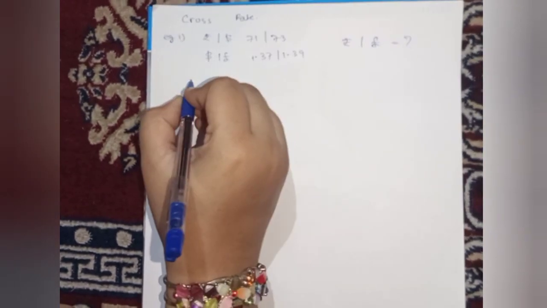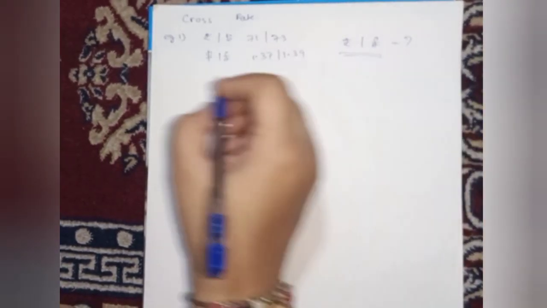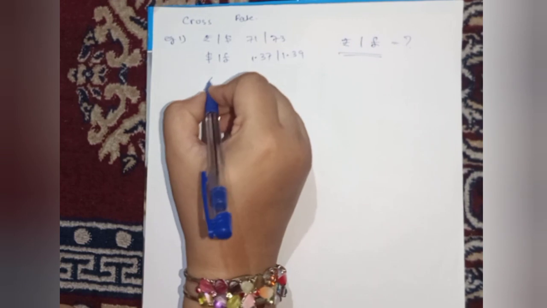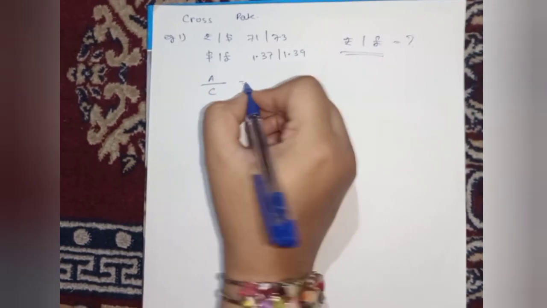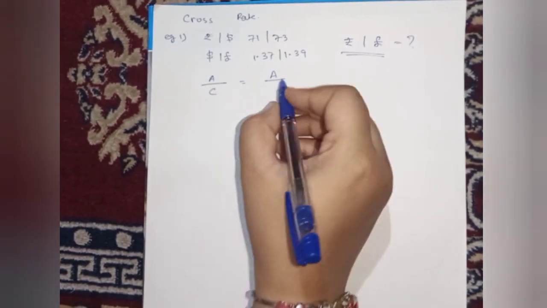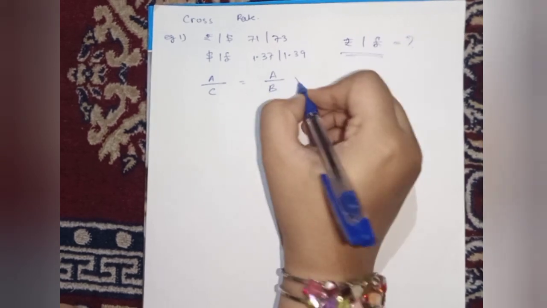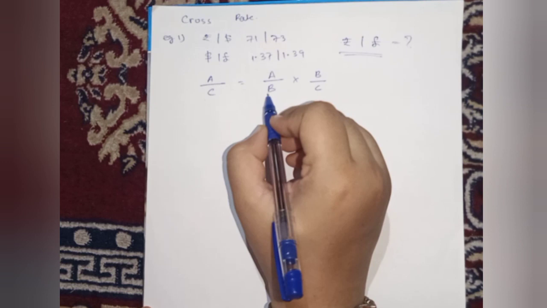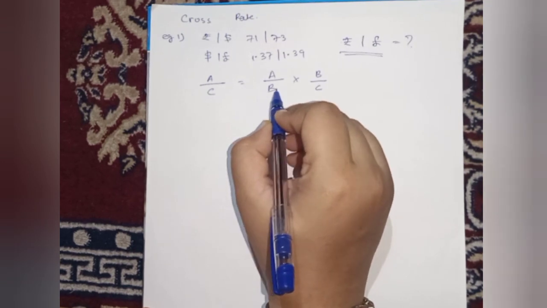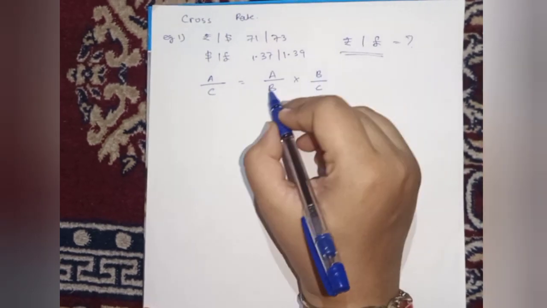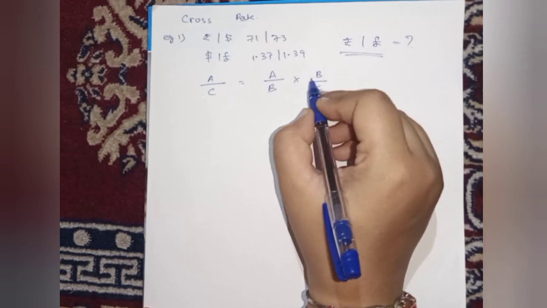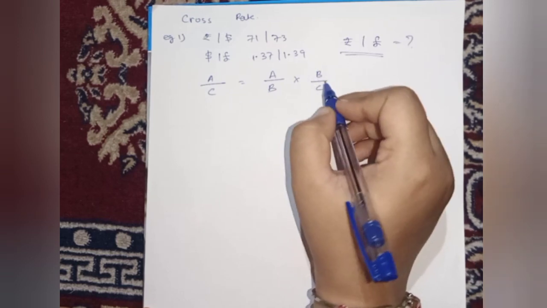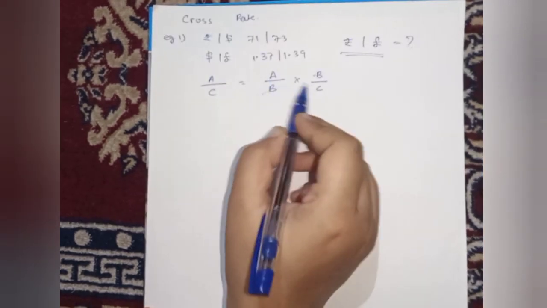So how will you do it? This can be computed using a mathematical formula: A upon C is equal to A upon B multiplied by B upon C. By this way, you can cancel the denominator B in the first fraction against the numerator of the other fraction, and you will get the value of A upon C.